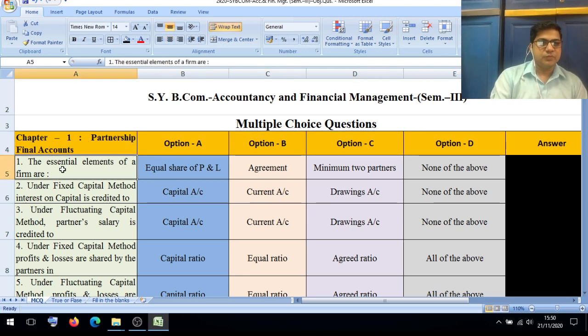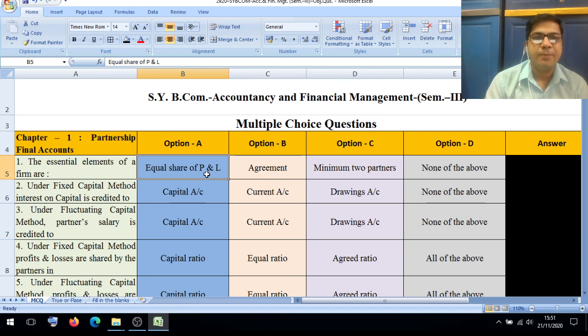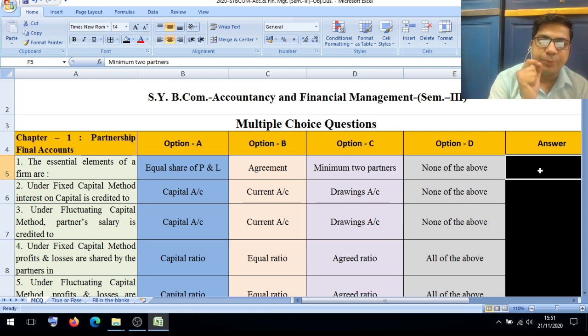Now first, the essence of the elements of a firm are: option A, equity shares of profit and loss; equal share of profit and loss; agreement; minimum two partners; none of the above. So we should find the most appropriate answer. Essence means need. Which element, which part is important to form a partnership firm?